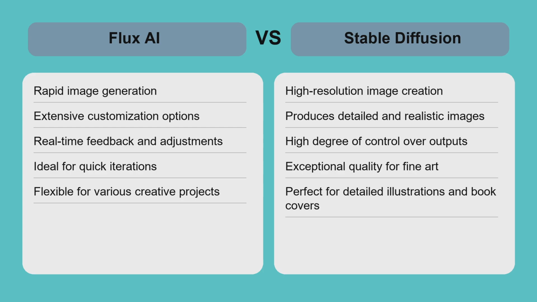For instance, a marketer needing rapid visuals for a campaign might prefer Flux AI, while a fine artist aiming for a detailed illustration would benefit more from Stable Diffusion's capabilities. Both tools have their strengths and can cater to different creative demands.